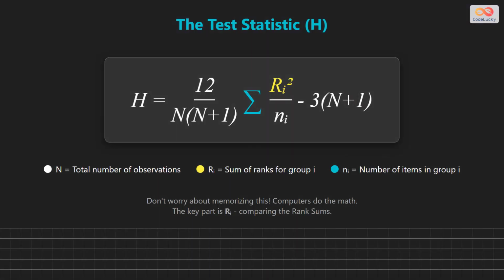Here is the formula for the H-Statistic. It looks complex, but do not worry, computers usually calculate this. The most important part is the sum of ranks squared divided by the number of items in that group. This basically measures how different the rank totals are for each group compared to what we would expect if they were all equal.